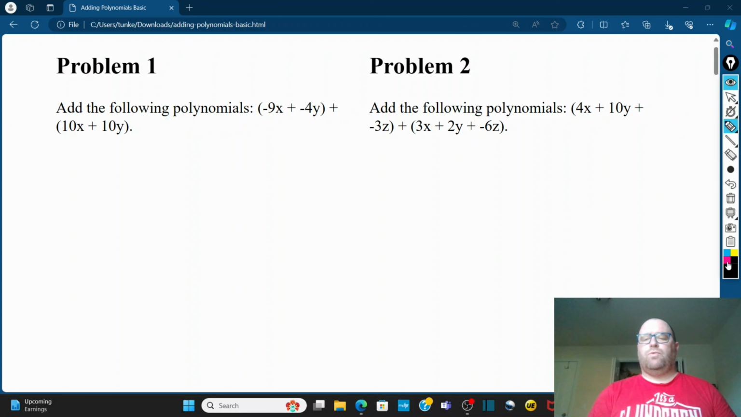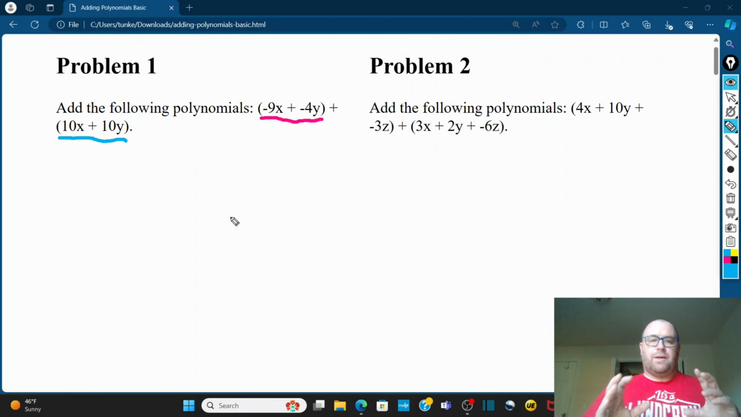So in problem 1, we are adding polynomials which are both binomials. So we have negative 9x plus negative 4y, and we're adding that to 10x plus 10y. Okay. And what we need to do here is we're going to combine like terms.